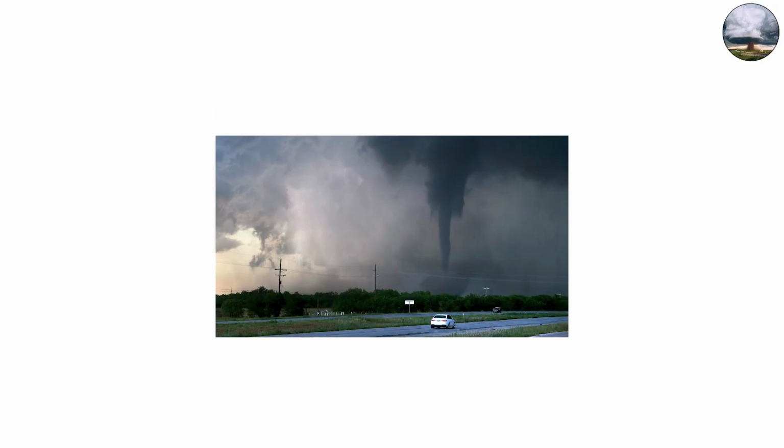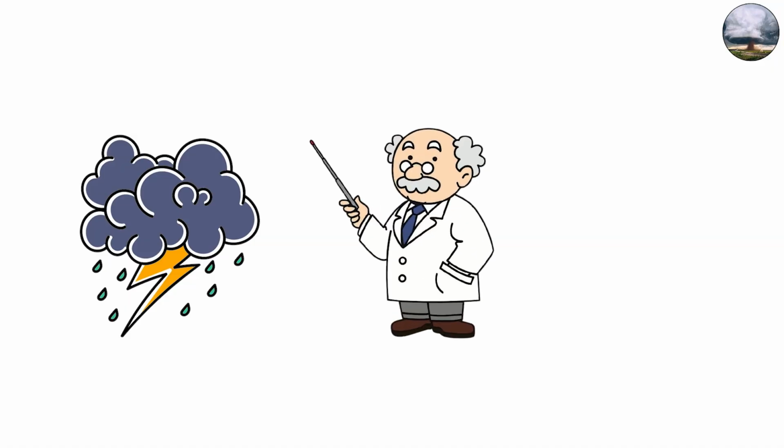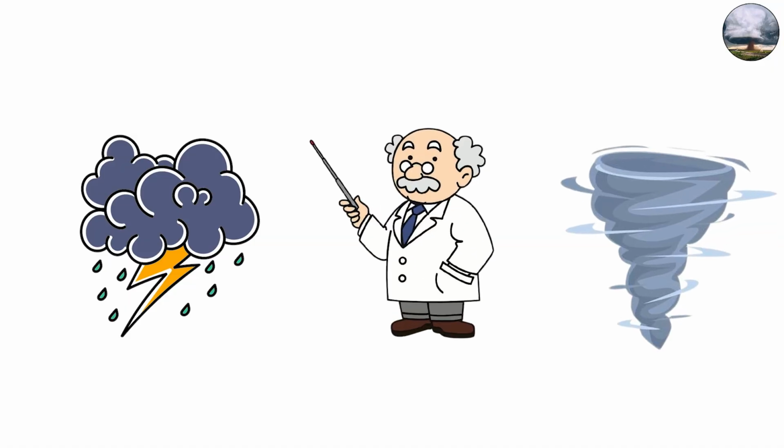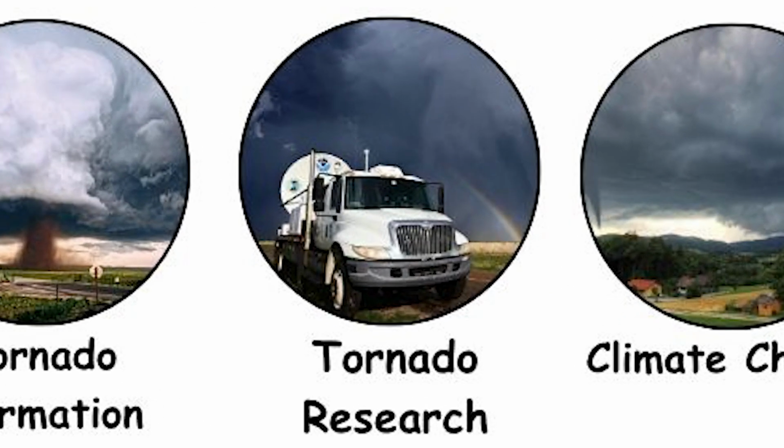Even with advanced radar and computer modeling, predicting the exact time and place of a tornado remains incredibly difficult. But every storm we study helps scientists better understand how these rotating monsters form and how to stay safe when they do. The future of tornado research and prediction.